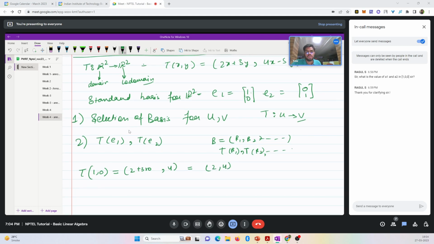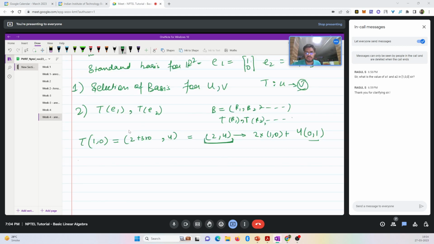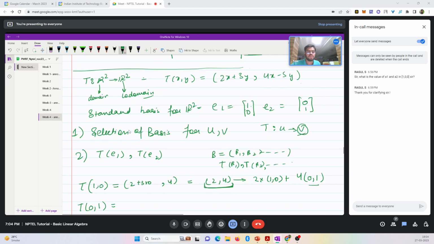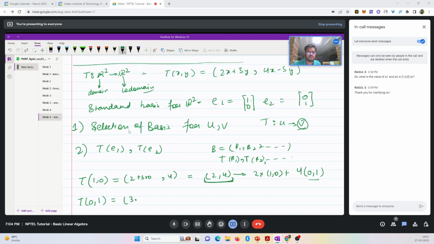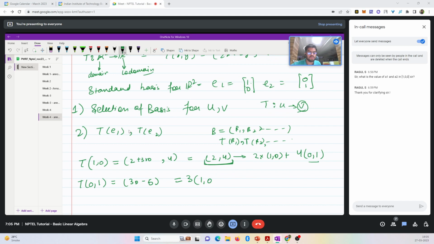Okay, now I'll do one step over here only. Whatever result you obtained, this is 2 comma 4, you need to write this in terms of the basis elements of your codomain. Right now we have the domain and codomain the same. So it can be written as 2 into 1 comma 0 plus 4 into 0 comma 1. We will do this for the other one also, that is T of 0 comma 1. Now we again look at this. This is 3 comma minus 5, which is nothing but 3 times 1 comma 0 minus 5 times 0 comma 1.